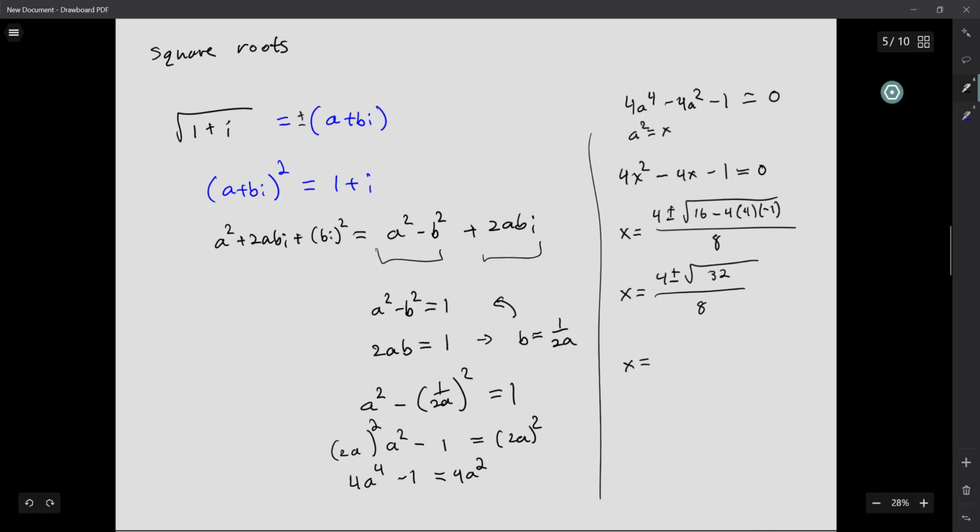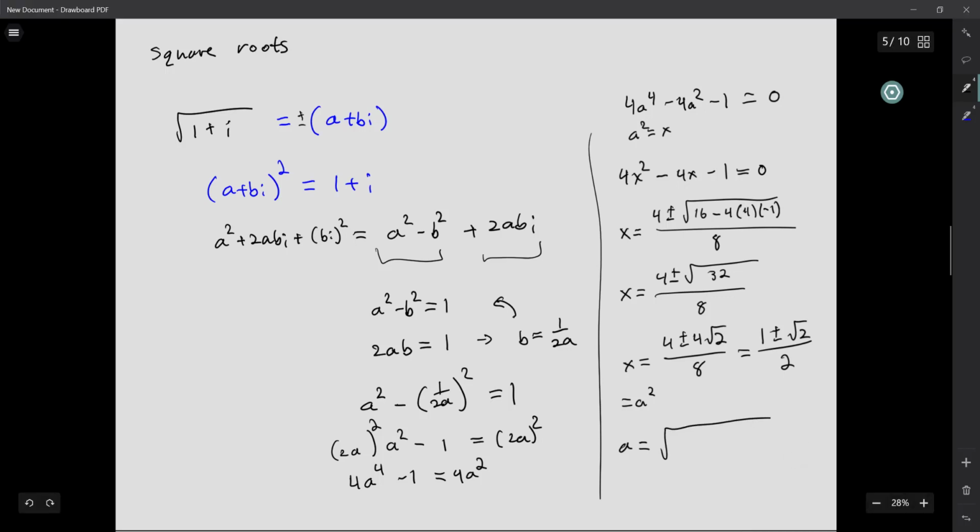And that would simplify, let's see, 4 plus or minus, that's 16 times 2. So I'll have 4 root 2 on top, all over 8, which reduces more. Give me 1 plus or minus root 2 all over 2. And this is my x value, which is equal to a squared. So my a is actually equal to, oh boy, the square root.